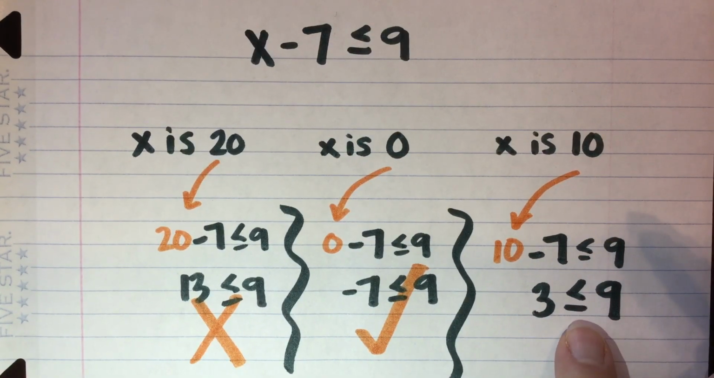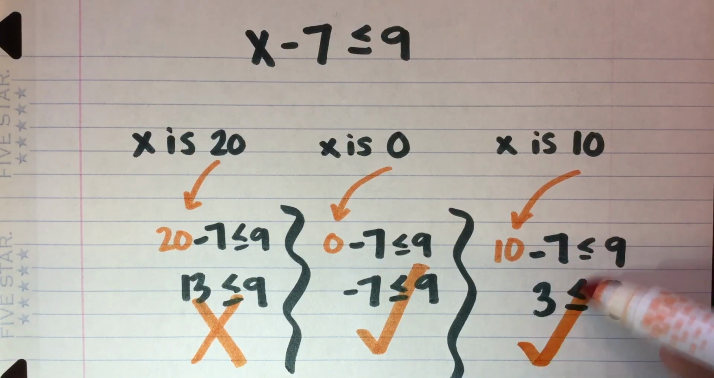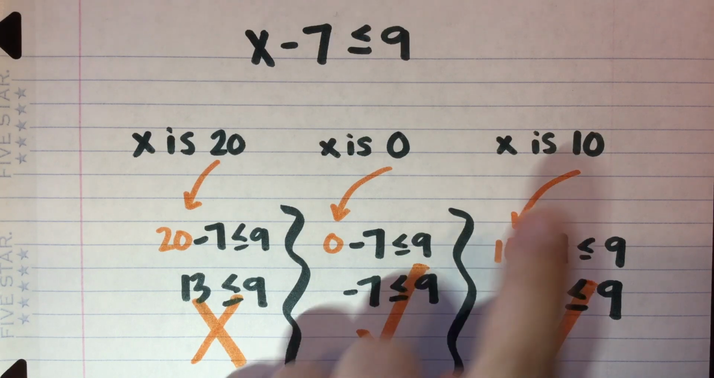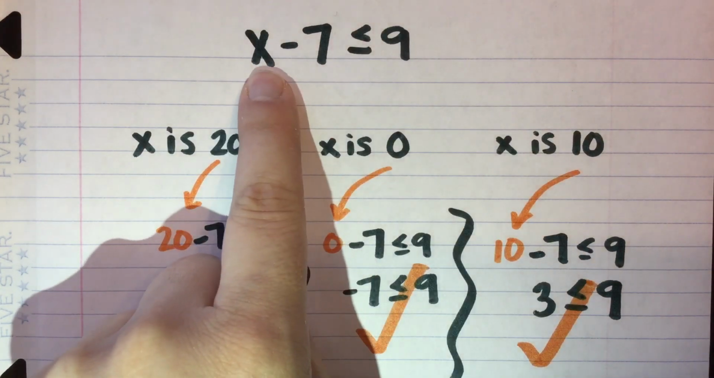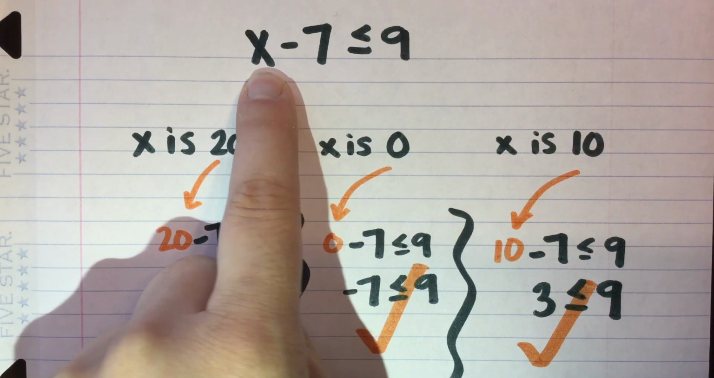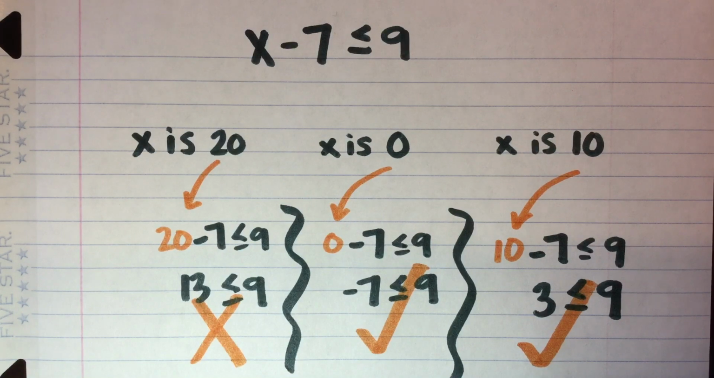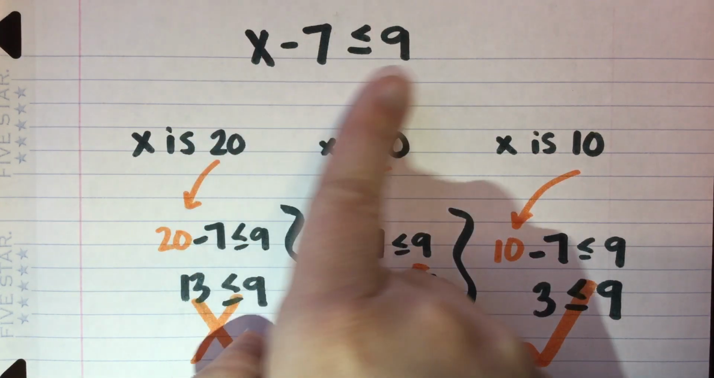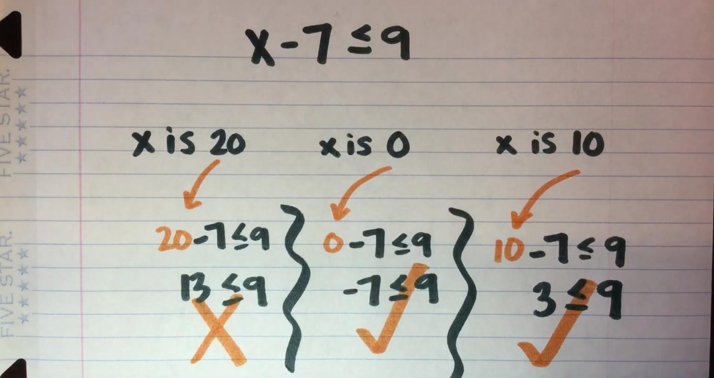3 is less than or equal to 9. Yes, it is. So I also know that 10 is one of the possible solutions. There's not just one number that is going to make an inequality true. There could be infinite numbers that make it true. But this shows how to take a solution and substitute it into an inequality to see if you get a true statement or not. And if you do, then yes, that would be a possible solution.